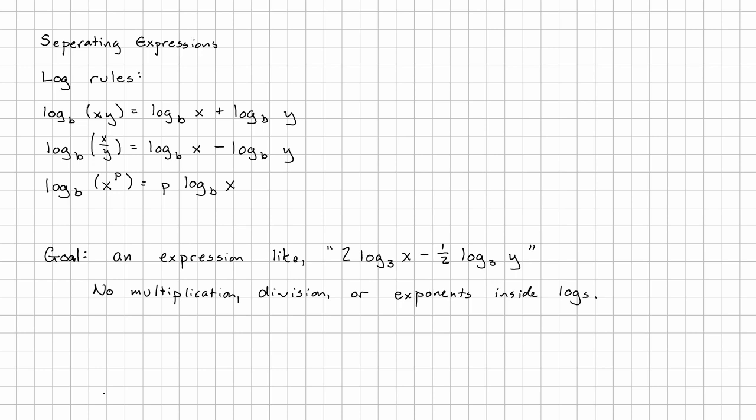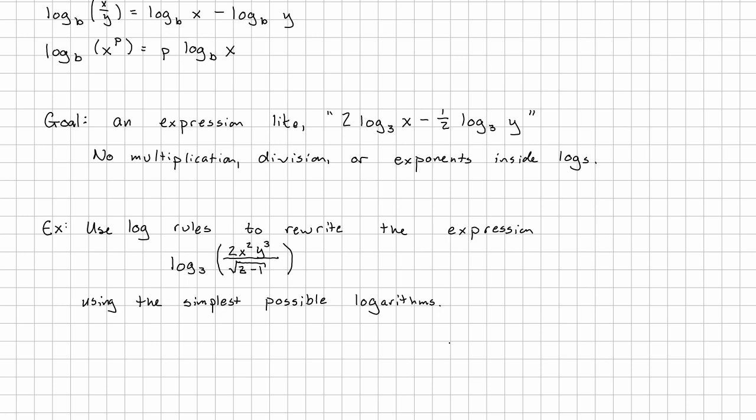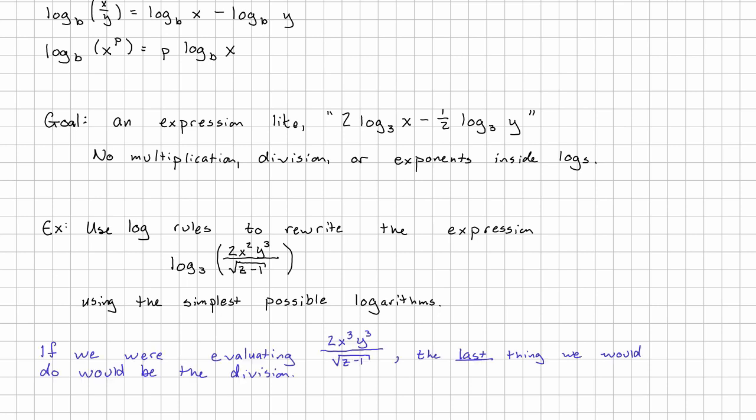So how do we do this? Suppose we have an expression that looks like this. Suppose we want to rewrite this expression using the simplest possible logarithm. Well, we're going to use our 3 log rules to split this up, and we're going to do it in the reverse of the order of operations. So, if we were evaluating that expression, the last thing we would do would be division. So, in splitting this up, the division is the first thing we will deal with.